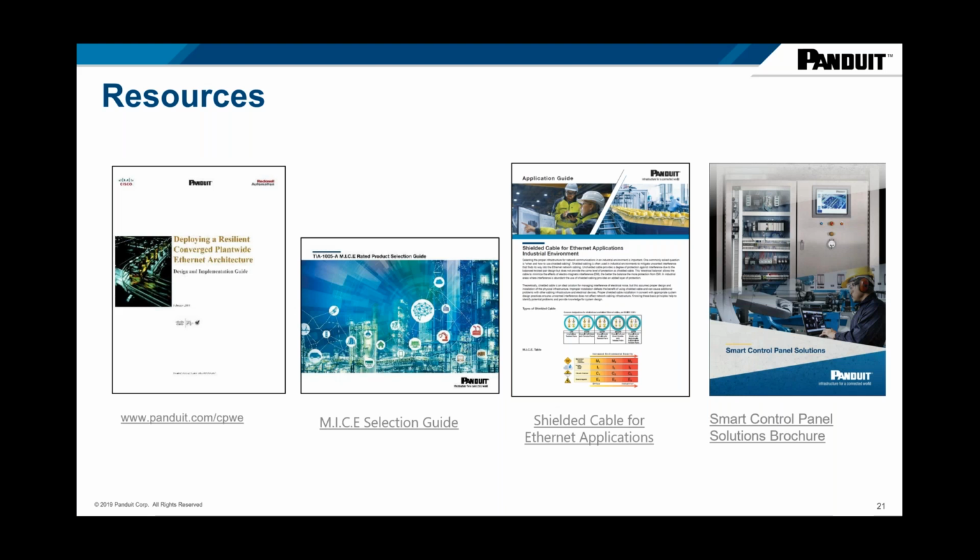So one of the controls documents out there is this deploying a resilient converged plant-wide Ethernet architecture guide. It's created by Cisco, Panduit, and Rockwell Automation. It covers logical network deployment and physical network deployment. So all these things I'm talking about, they're all in that guide, and it's written from the controls perspective. So if you're not really an IT person or know the IT standards, use this guide. The M.I.C.E selection guide is going to help you pick on product selection. Shielded cabling application guide is going to help you understand that cabling and grounding and bonding system. And all of the solutions I mentioned are in that smart control panel solutions brochure.